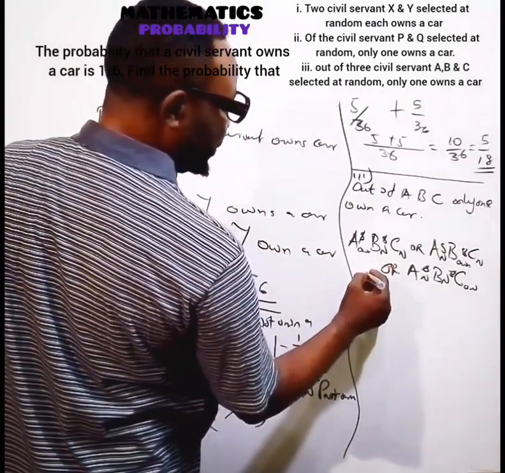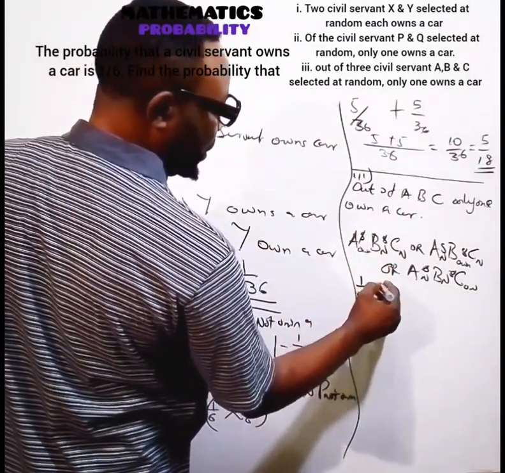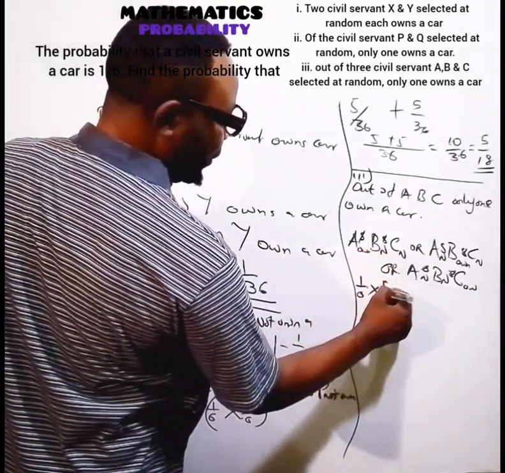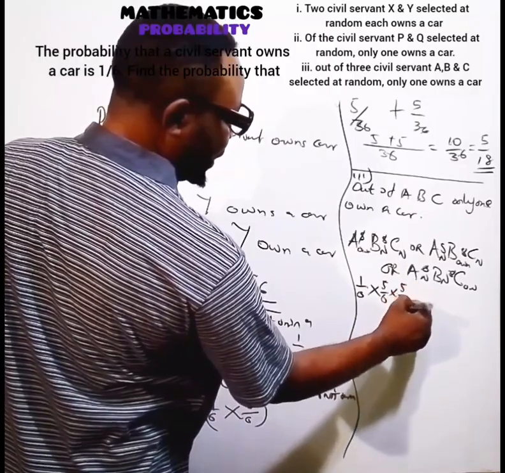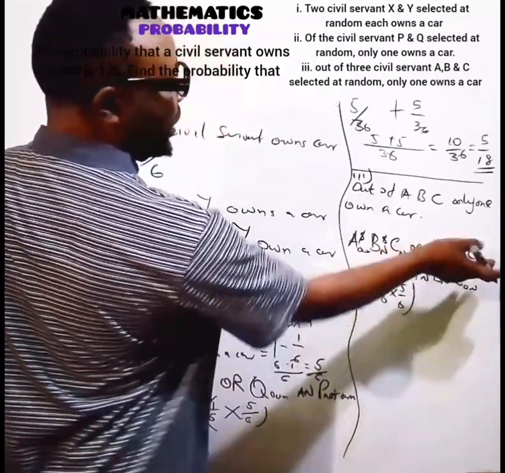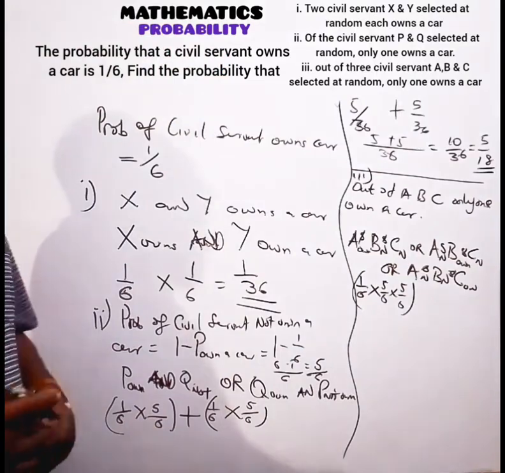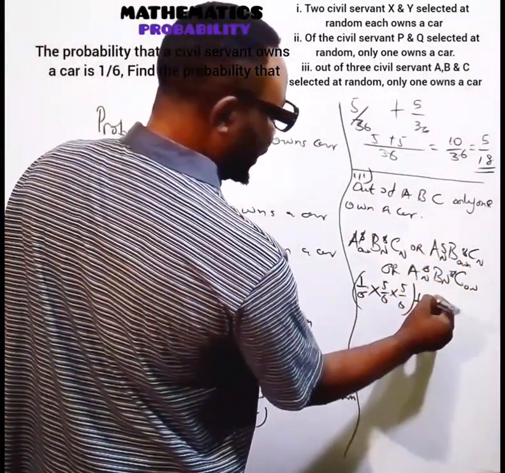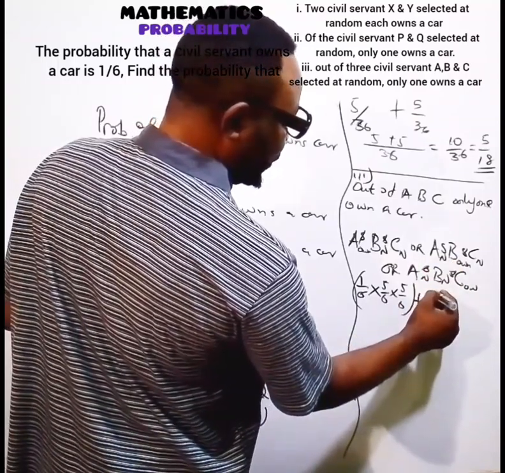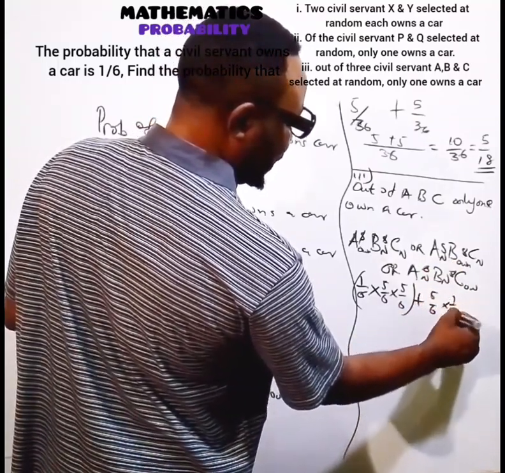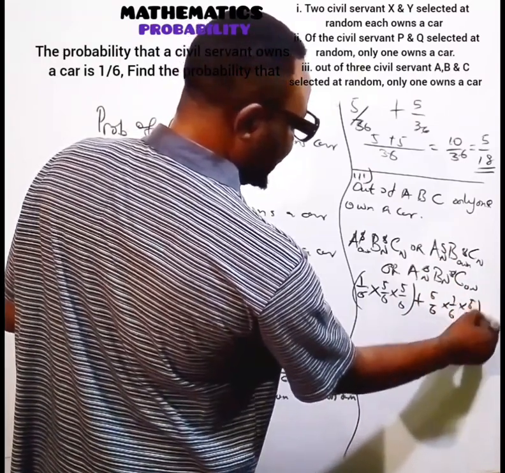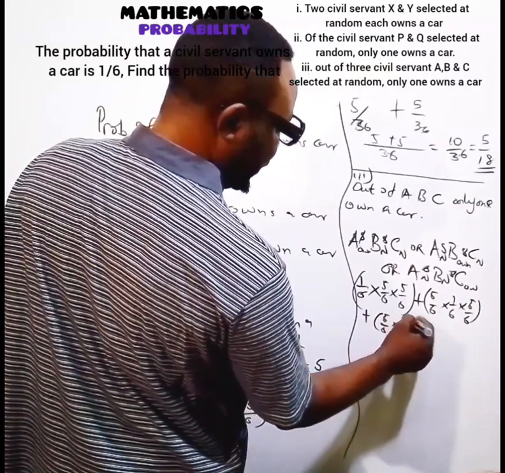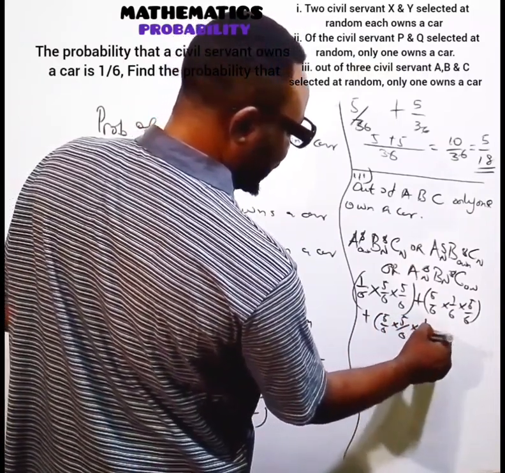So now it's going to become A owns, 1 over 6, multiplied by B does not own, that's 5 over 6, times 5 over 6. The same thing applies to everything here because the same values are what is going to run through them, and the arrangement might be different. That is going to be 5 over 6 times 1 over 6 times 5 over 6, plus 5 over 6 times 5 over 6 times 1 over 6.